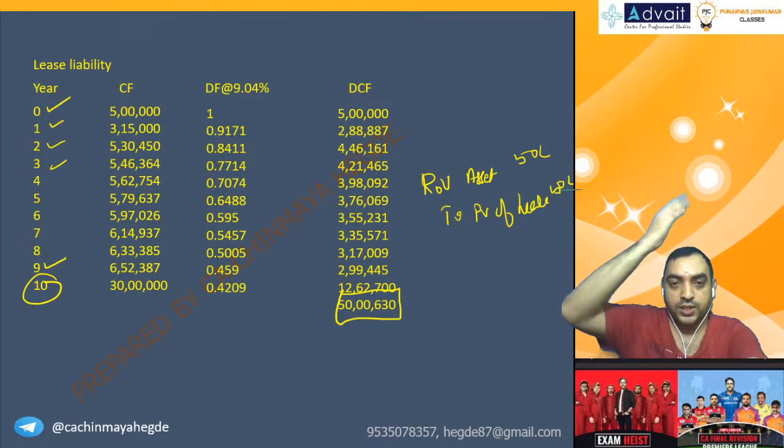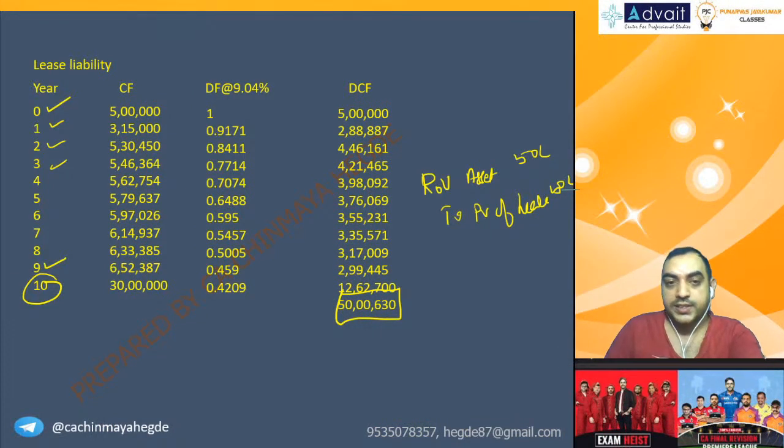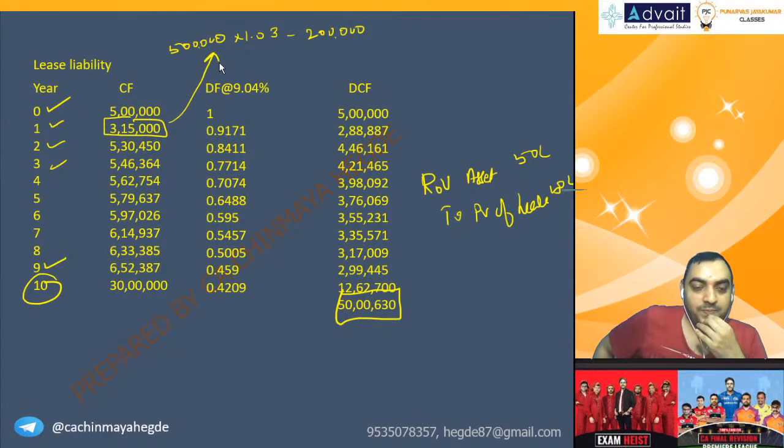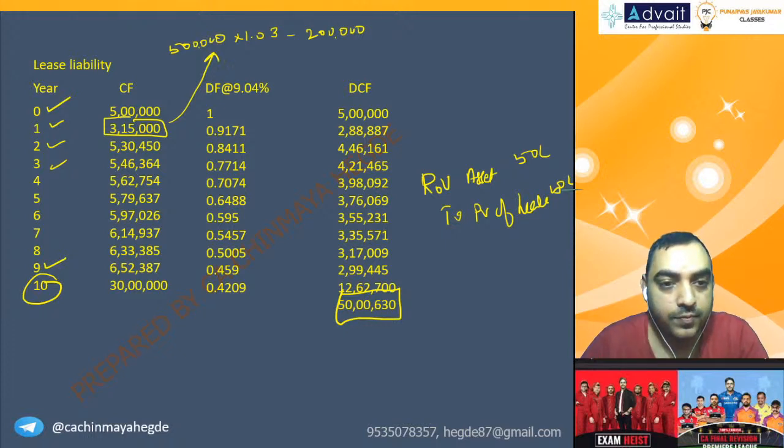You can look at the solution. Tell me if you have any doubts. In the second year, I've increased by 3%, but the incentive was there. So this is 5 lakh into 1.03 minus 2 lakh incentive, I'll subtract. I'll share the solution, don't worry later. Just try to understand, that's sufficient. I've also taken 30 lakh at the end of this period.